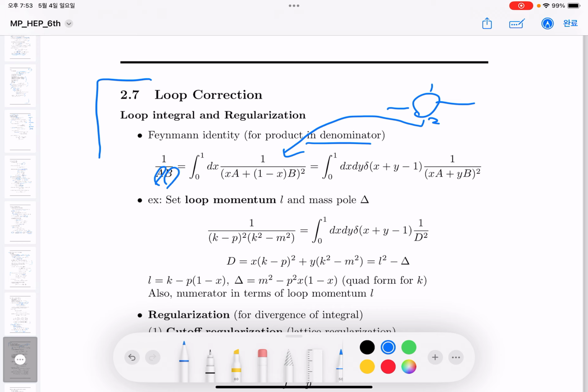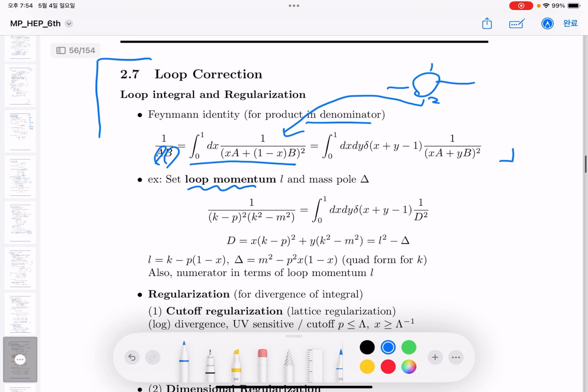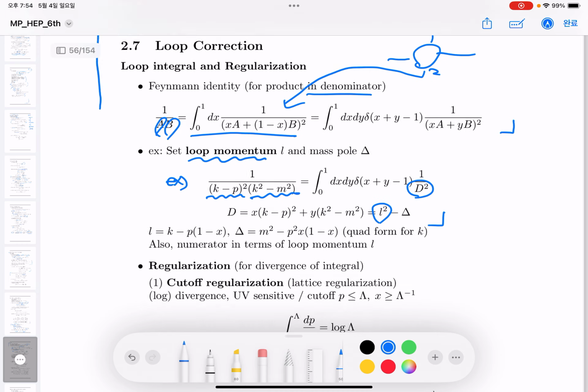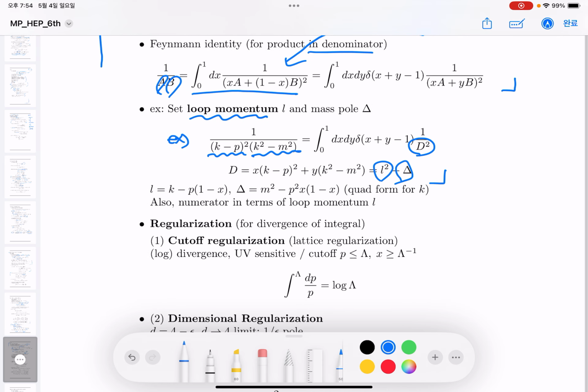So one of the A, B products can be evaluated by the following integration, and we can define the loop momentum to make the quadratic form of the propagator for such a multiplication term. For example, this is one example. Some propagator forms are multiplied, but this can be converted by this square if we define the L square, with L as the loop momentum, and the remaining terms can be interpreted as the mass term.